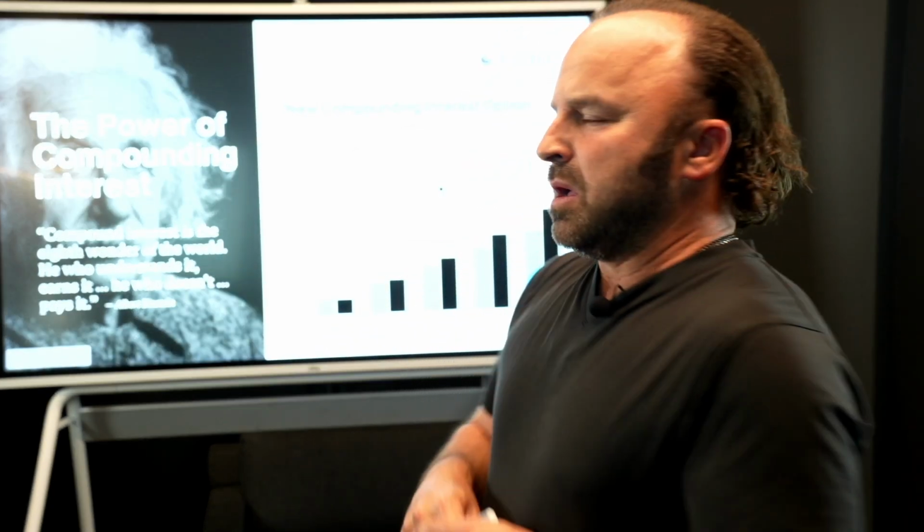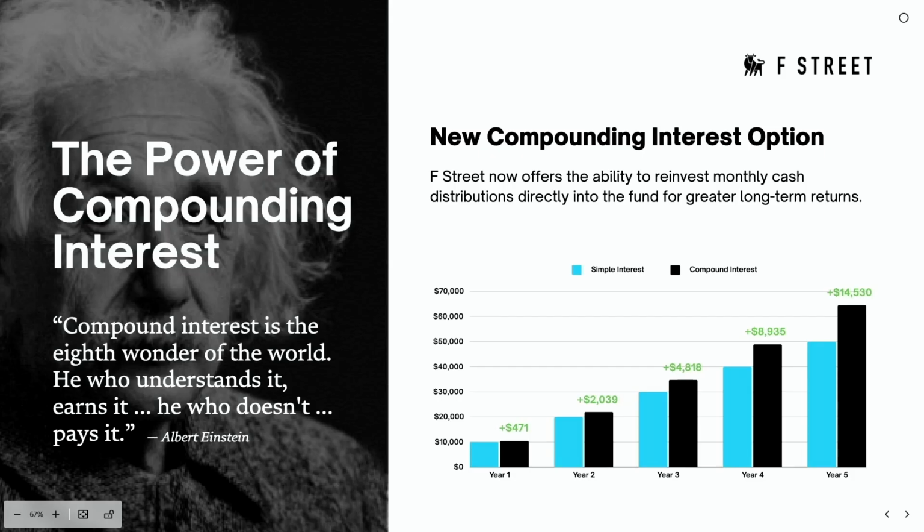So, Albert Einstein said compounding interest is the eighth wonder of the world. He intrigued me to figure out how to get compounding interest to work at F Street. And we just released this 2.5 months ago. So here's what compounding interest looks like.